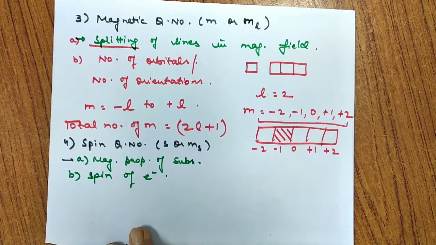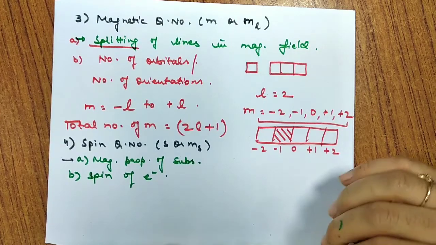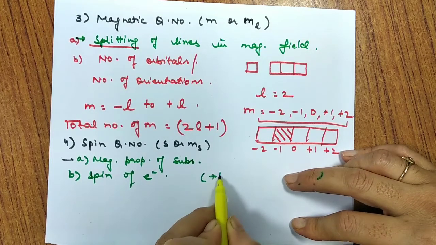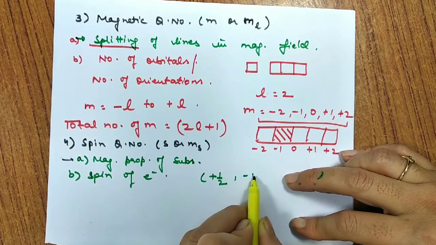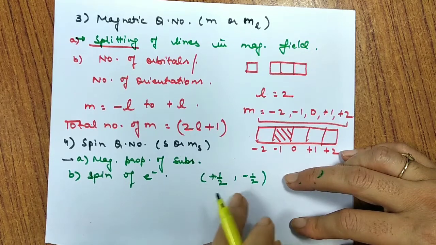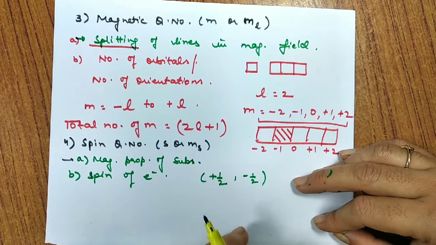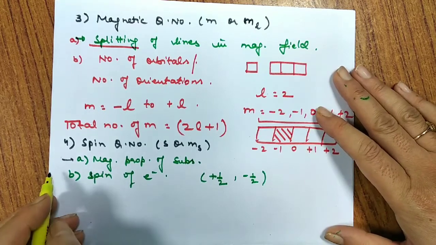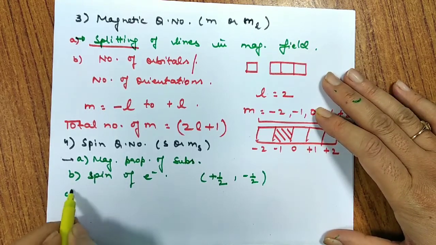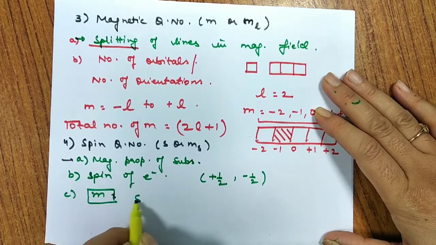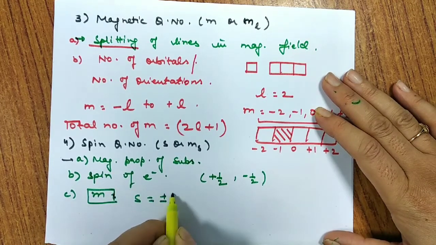We all know that electrons spin in both directions, clockwise and anti-clockwise. If it is spinning clockwise, we generally write it as plus half, and if it spins anti-clockwise, we write it as minus half. These are only conventions, nothing specific. So for any value of M, S can be plus half or minus half.